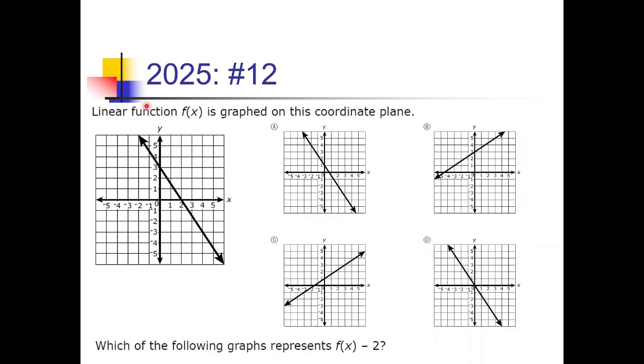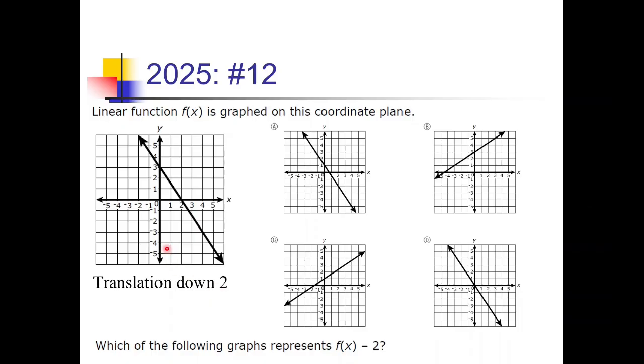For this question, they give us this linear function on the coordinate plane here, and they want to know which of the following graphs represents f of x minus 2. So if we have this minus 2 happening outside the function, the fact that it's outside tells us that this is going to be a vertical change, and since it's outside, the change is going to be exactly what it looks like. So we're literally subtracting 2 from all the y values of the function. So visually, this is going to give us a translation of 2 units down.